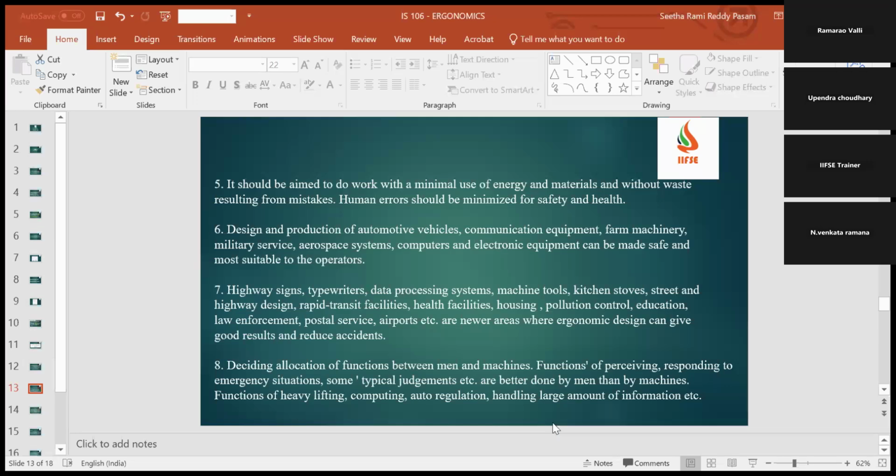Then deciding allocation of functions between man and machines: the functions of perceiving, responding to emergency situations, and some typical judgments are better done by men than by machines. While functions like heavy lifting equipment, auto regulations, handling large amounts of information, etc. are better done by machines. So basically, defining the responsibilities and the duties between man and the machine.